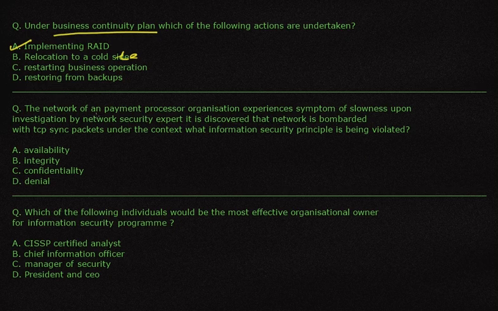Next question: the network of a payment processor organization experiences symptoms of slowness. Upon investigation by a network security expert, it is discovered that the network is bombarded with TCP SYN packets. In this context, what information security principle is violated? The answer is availability. When the network is flooded with TCP SYN packets, it is meant to hamper your service availability. So the answer to this question is availability.